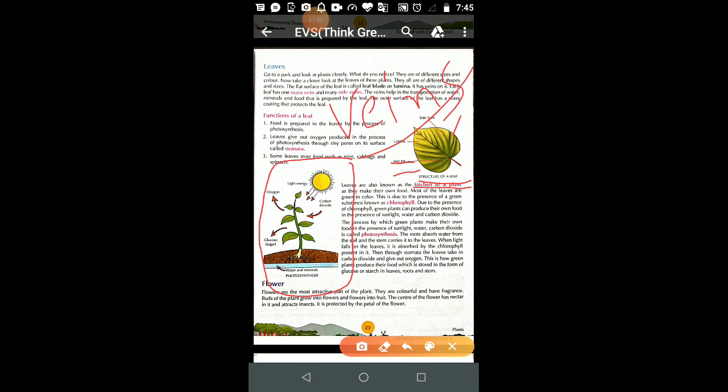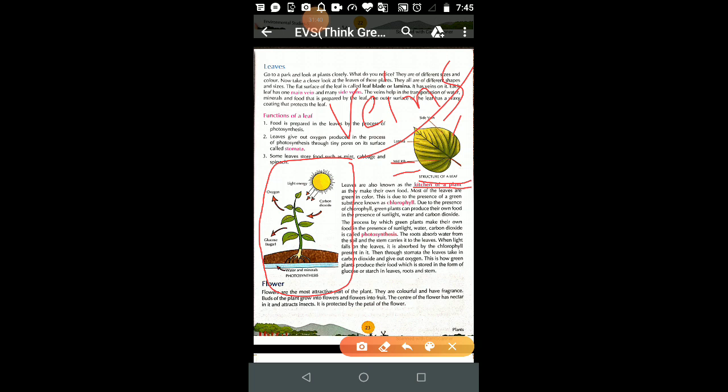So with the help of a root, water and minerals move to the stem, and from the stem to other parts of the plant. And in the leaves we have veins, and what is the role that I explained to you? The veins act as a pipeline which carries water, minerals and food up and down in a leaf.